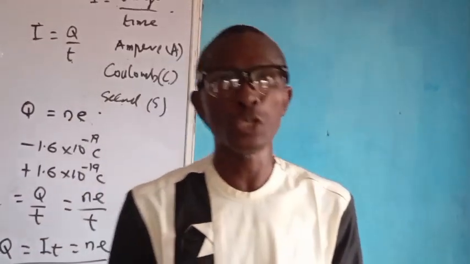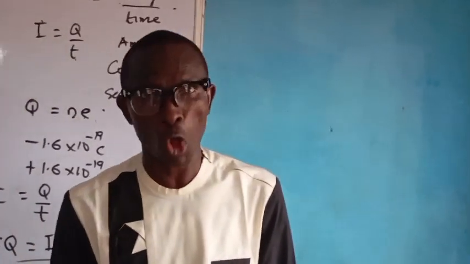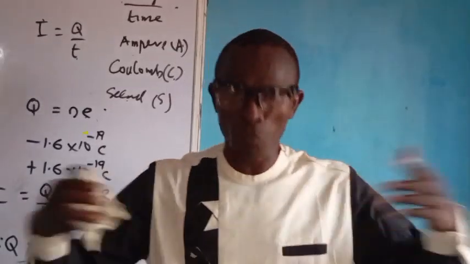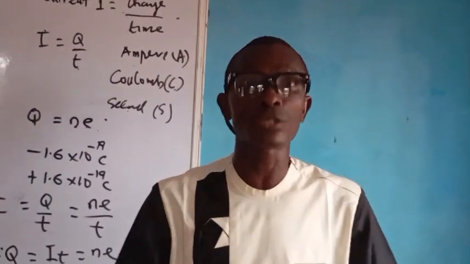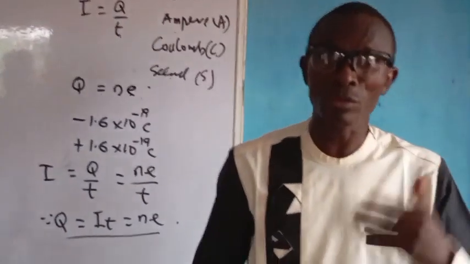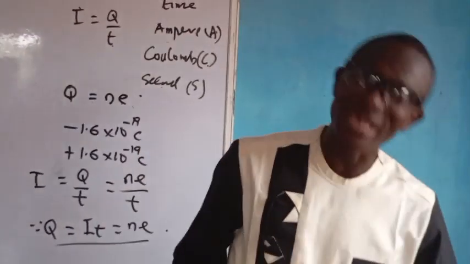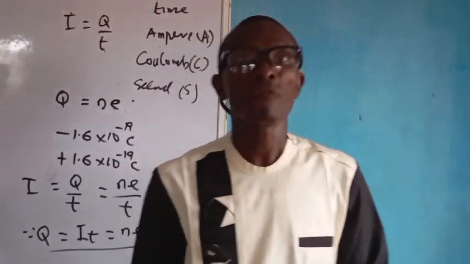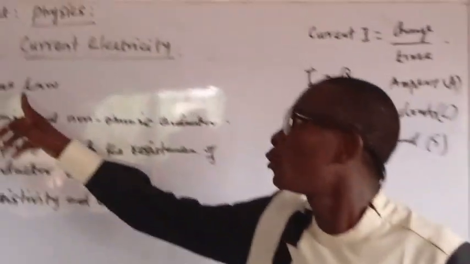The ammeter is a device used to detect or measure a large amount of current. Galvanometer is a device used in detecting a small amount of current. So you must know the difference between the galvanometer and the ammeter. Take note of that. From here, I want to go on down to Ohm's law.